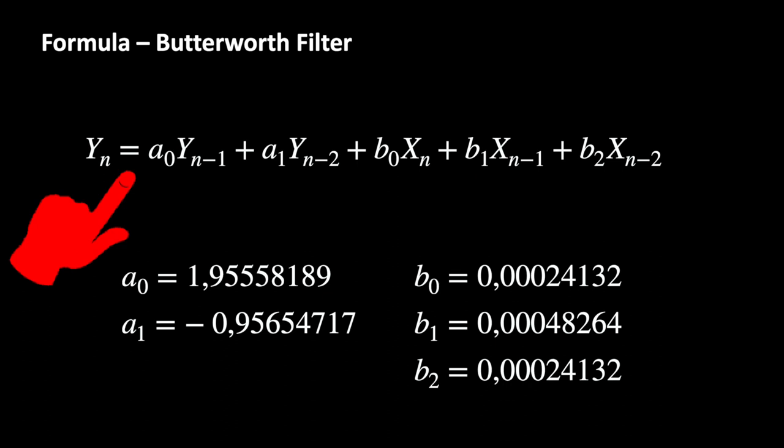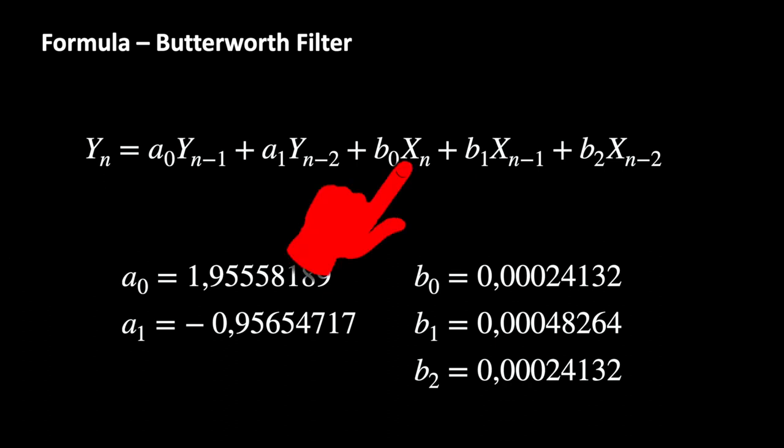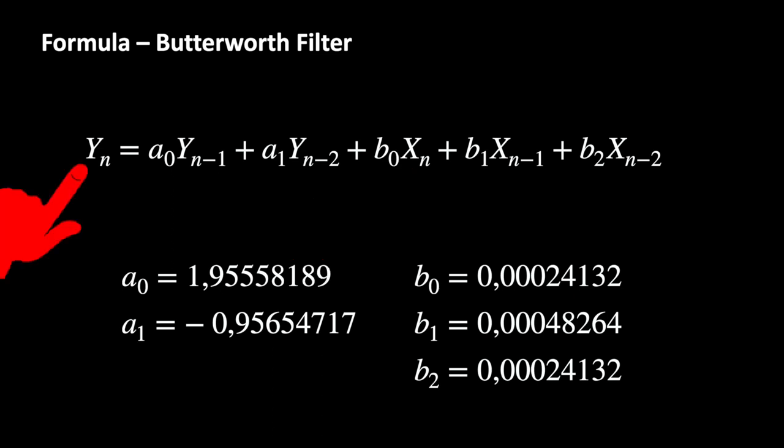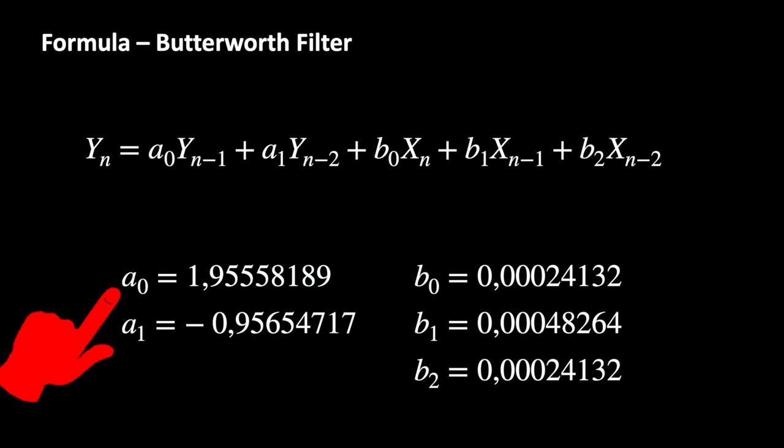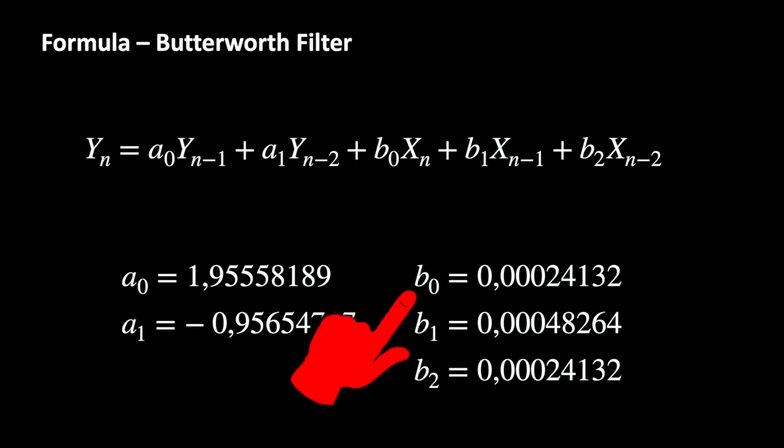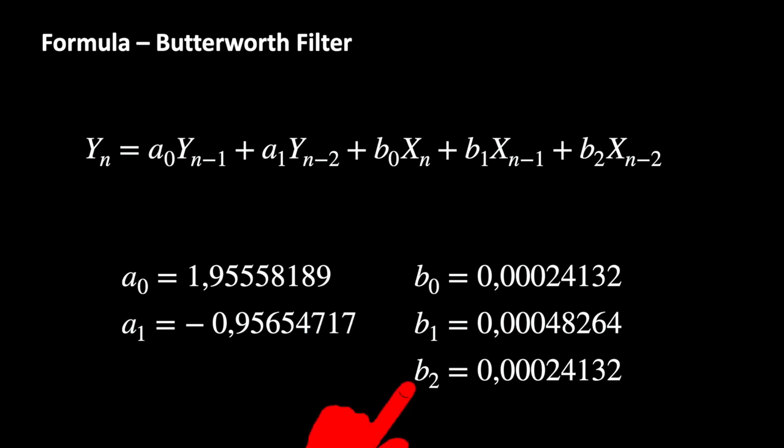Here I'm taking this recursion formula. Xn are the samples of our input signal. Yn represents the samples for the filter response. Coefficients A0, A1, B0, B1 and B2 are very important for the filter characteristics.